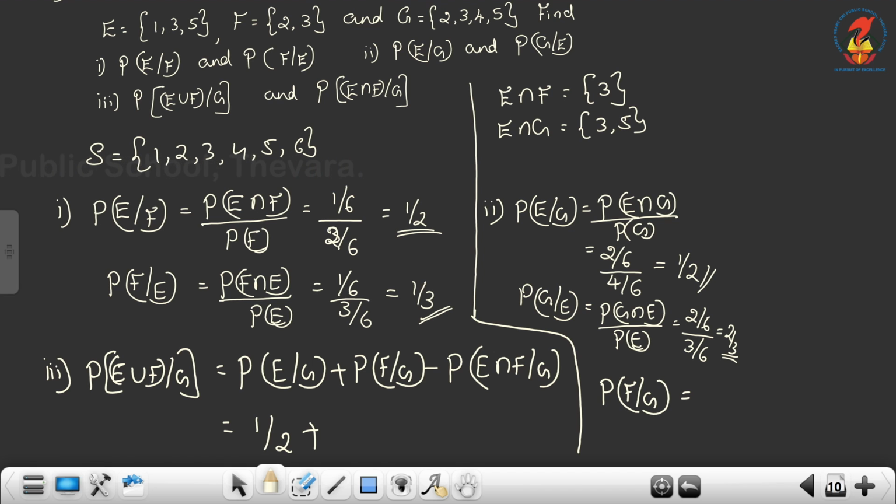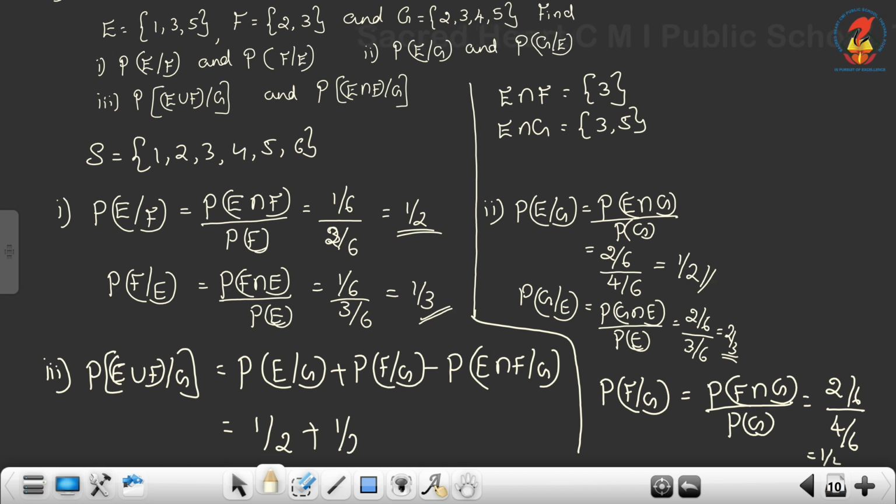P of F given G is equal to P of F intersection G by P of G. And F and G, what is the intersection? 2 and 3. Okay. So 2 elements, 2 out of 6 by G, 4 out of 6. So it is 1 by 2. So F given G is also 1 by 2 minus E intersection F given G. What is E intersection F?